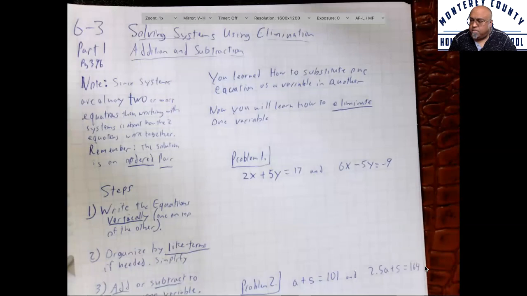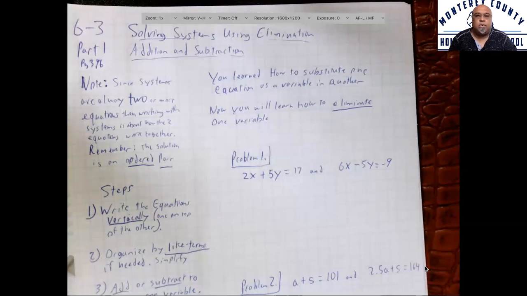Now we're going to learn how to eliminate one variable. To eliminate means to get rid of it, destroy it, kill it, or in mathematic terms, we cause it to be at a value of 0. Remember, one of the main questions for Chapter 6 was, how do you solve when you have two variables? And what we're looking at is different ways.